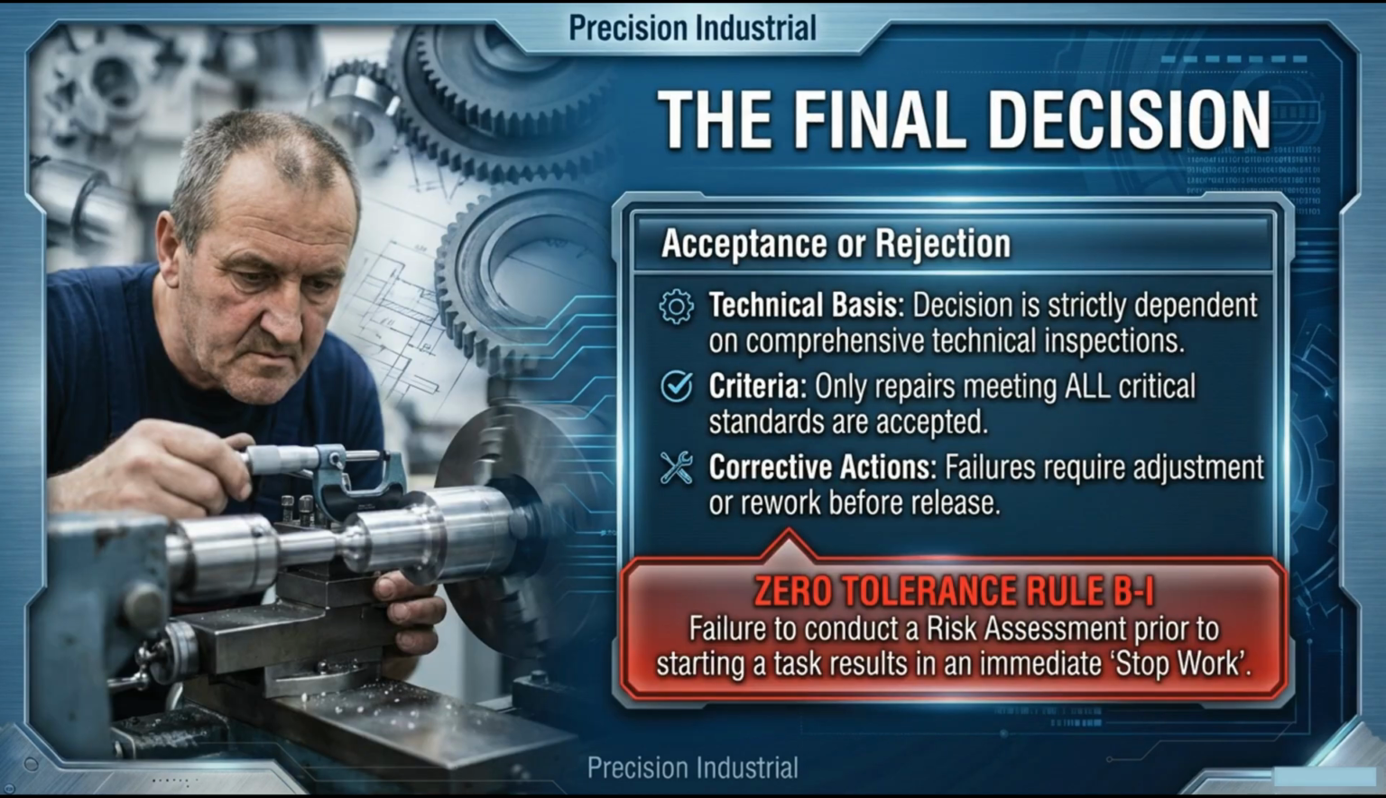The final decision to accept or reject is strictly based on technical inspections and requires meeting all critical standards. Failures necessitate adjustment or rework. Note the Zero Tolerance Rule BI for risk assessment.